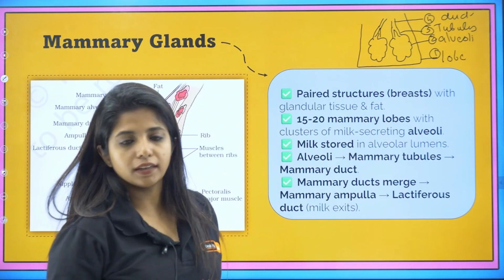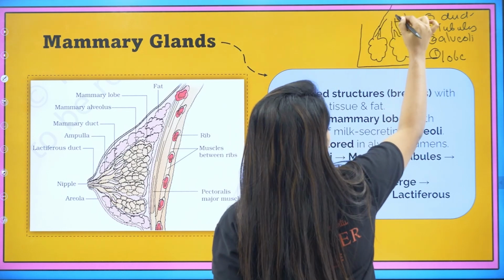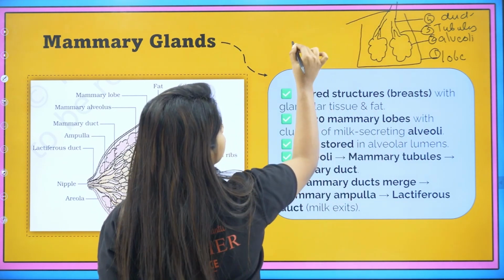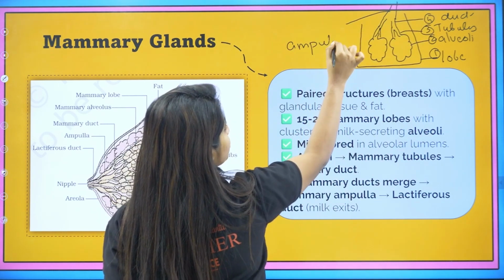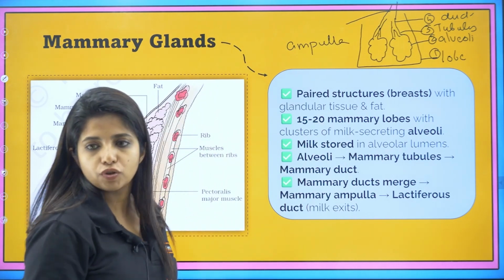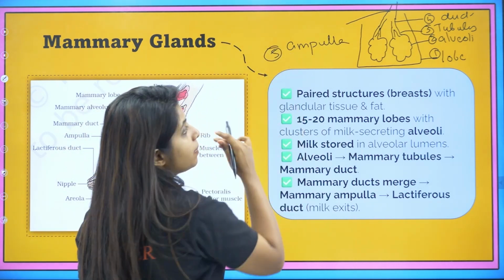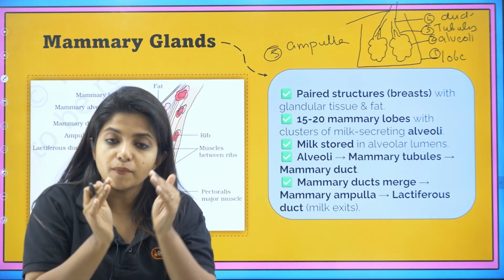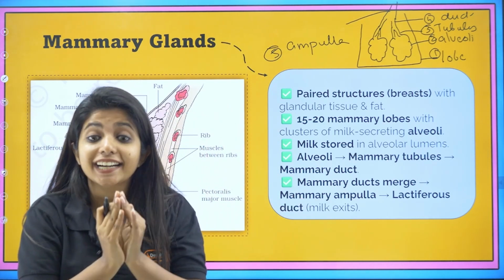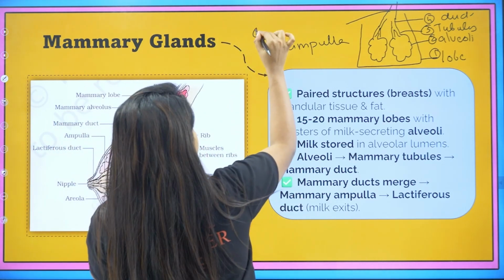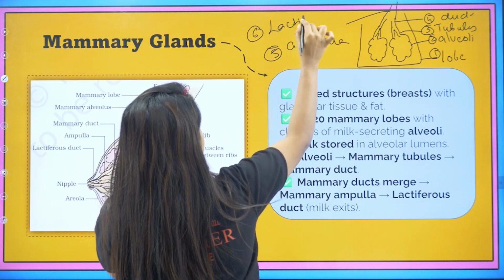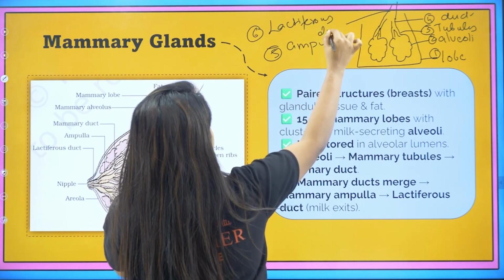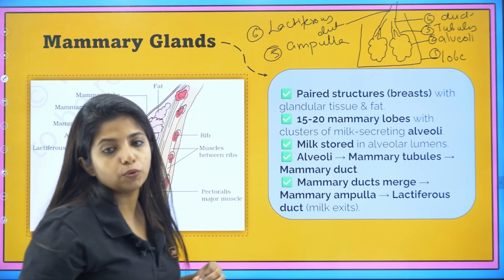Now the mammary ducts will be coming together to form what? A bigger structure that is known as the ampulla. Mammary ampulla, which is in the fifth position. The mammary ampulla of different segments and lobes, my dear children, will come together to form what? The lactiferous duct. That is the sixth thing. The lactiferous duct then opens into the nipple.